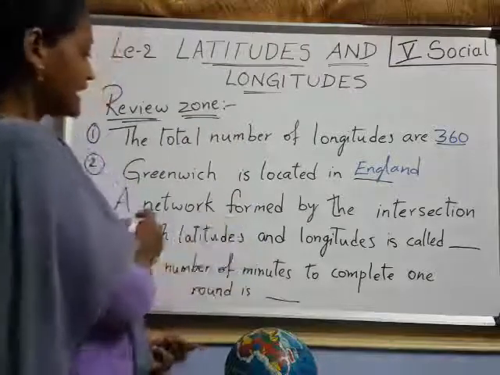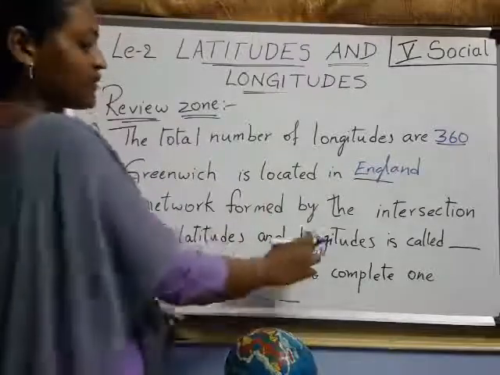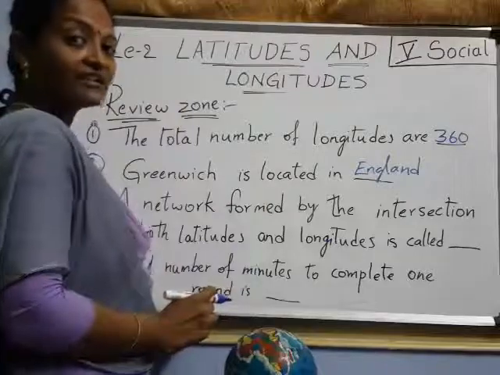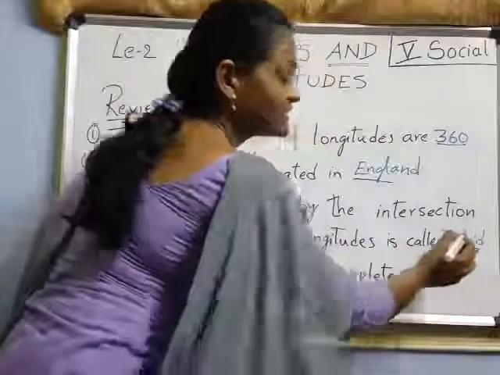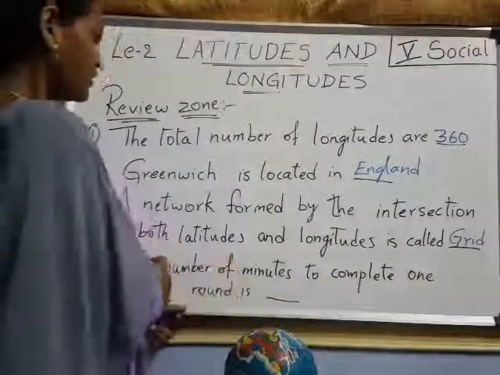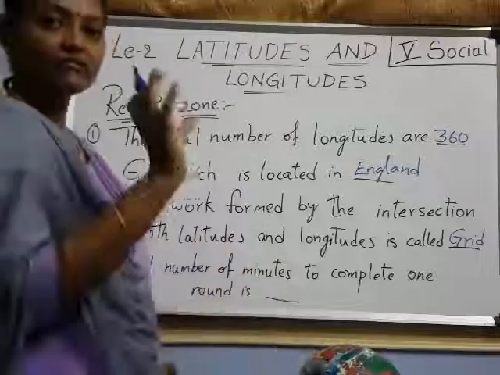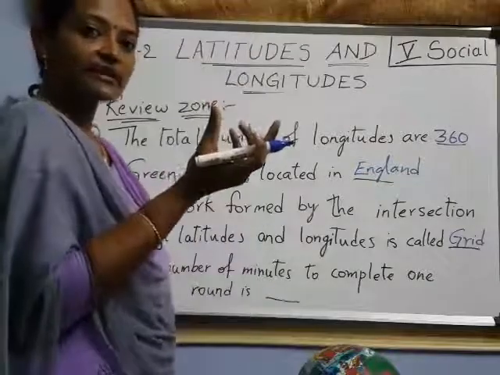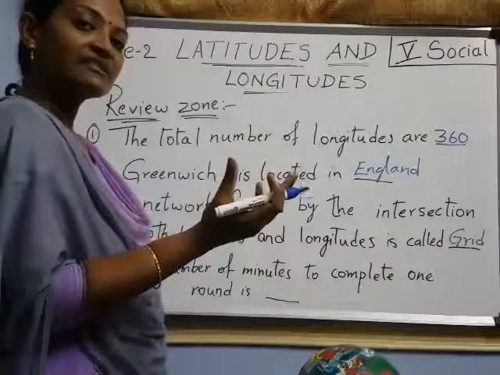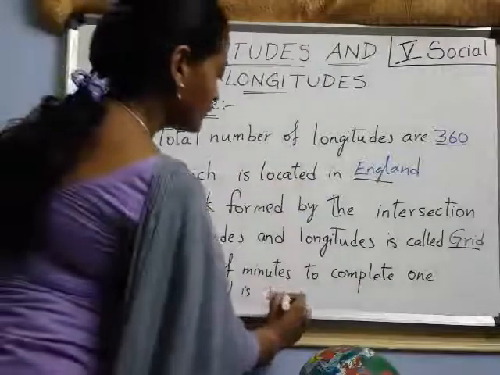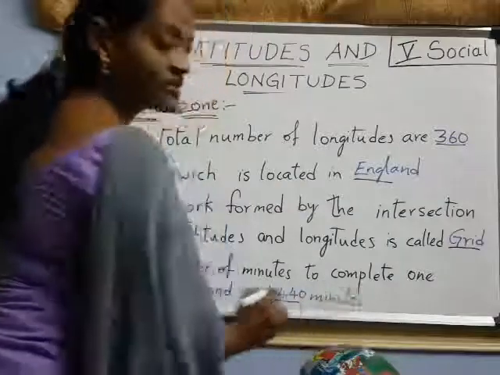Next, a network formed by the intersection of both latitudes and longitudes is called what? That network we call a grid. It's a grid, right, children? Next, total number of minutes. To complete one round, how many hours did we take? Yes, 24 hours, right? So if you convert that into minutes, 1440 minutes. Right, children? Have you understood up to here?